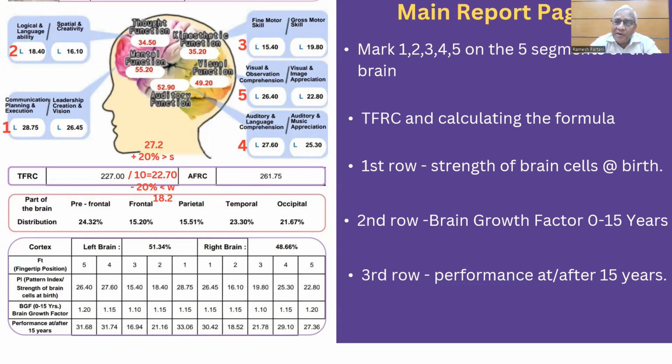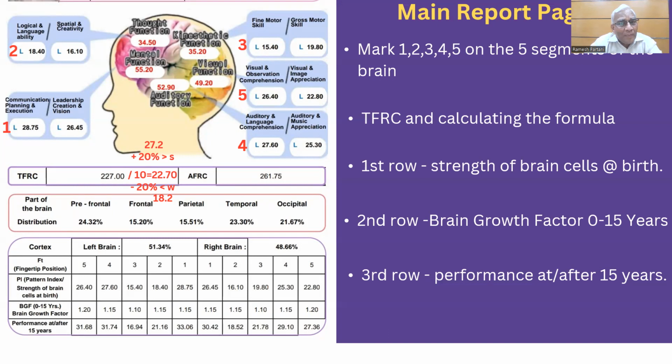The most important thing to understand in this report is it is impossible to change the first line. Whatever God-given talent is there, you can't do anything about it. But you can multiply the second line. The brain growth factor can be multiplied. And the earlier you start, the faster you can multiply it.